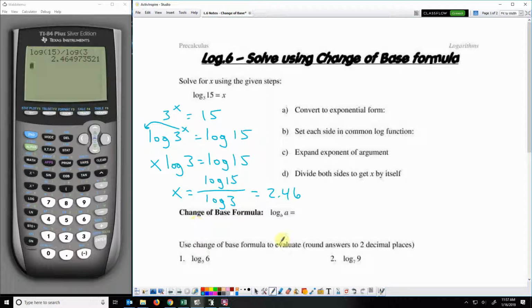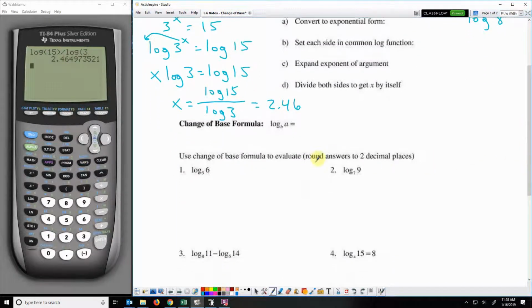So anytime we see a logarithm like, say, log base 8 of 17, we can change that to log 17 divided by log 8. Log of the argument divided by log of the base. That's the change of base formula. We went from a base 8 to division with 2 base 10s.